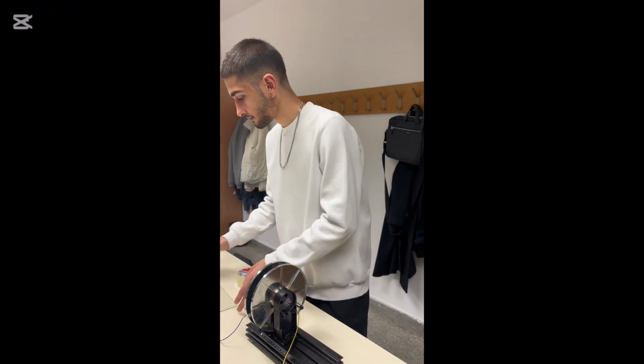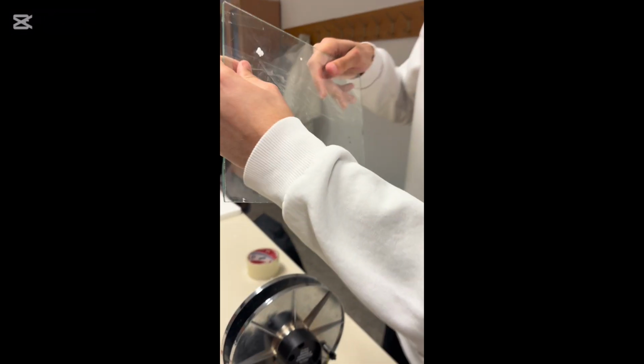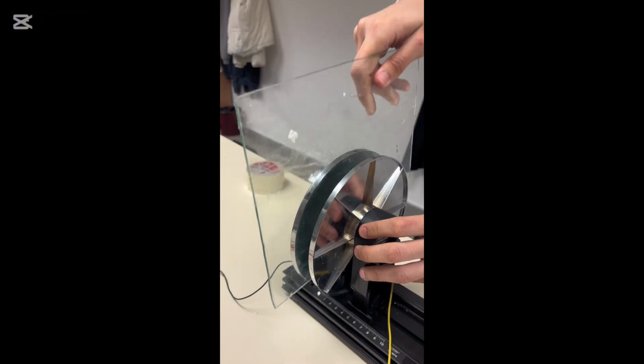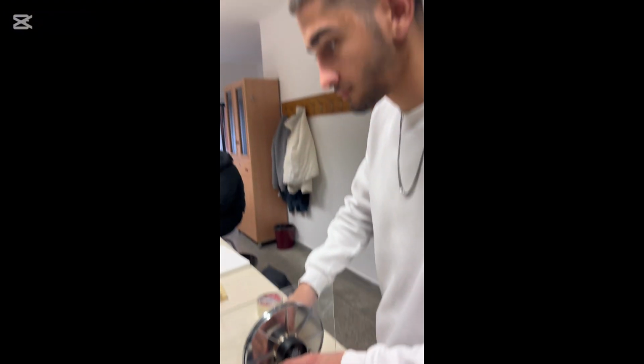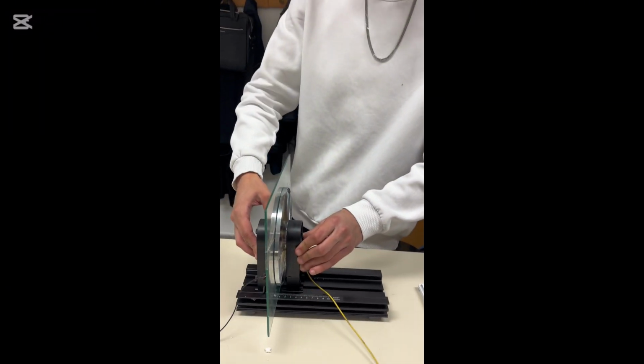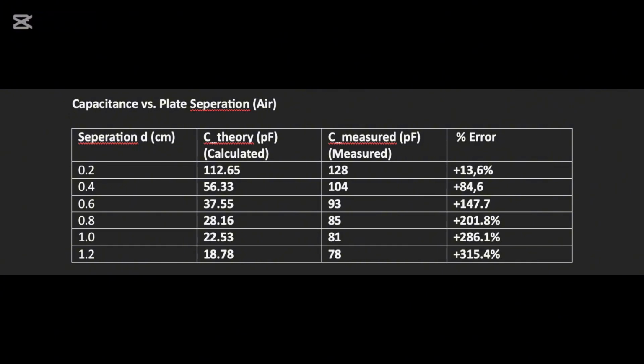Throughout, we noted non-ideal effects. Fringe fields at the plate edges caused measured values to exceed the ideal prediction by up to 10%, particularly at larger separations. We minimized this by using large plates relative to the gap and by subtracting stray capacitance from our readings. In conclusion, our results validate the core principles of the parallel plate capacitor.